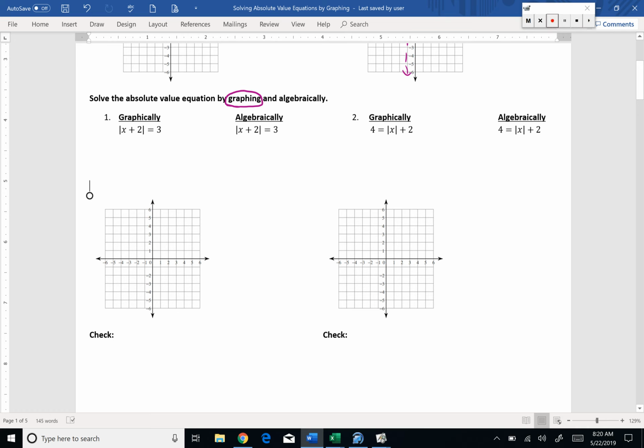Now, if you take a look at number 1, we have the absolute value of x plus 2 equals 3. How is this equation different from the ones we've been graphing? We've spent the last few classes graphing. We just graphed the first 2 today. How is this equation different from the ones we've been graphing?